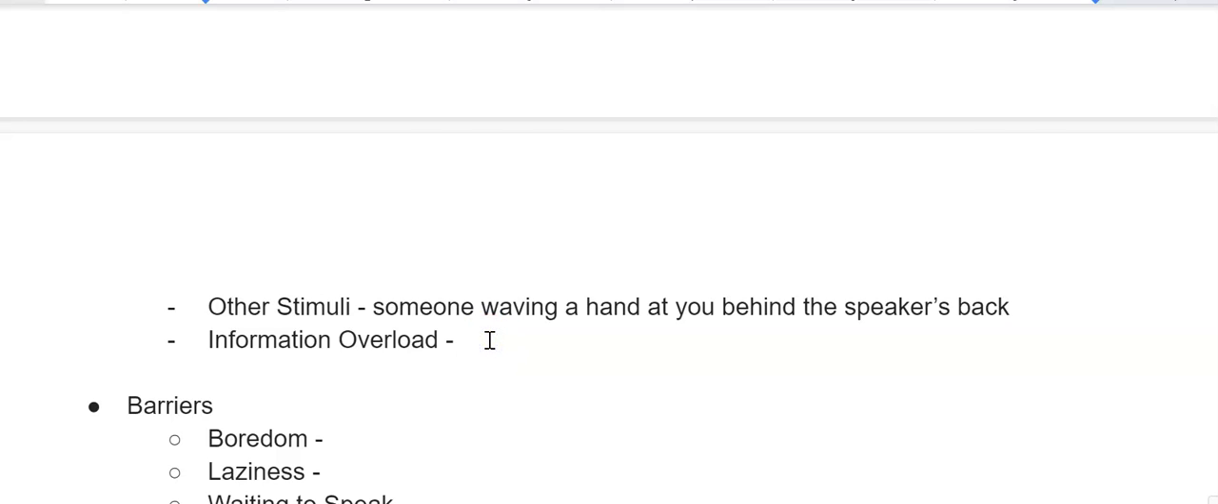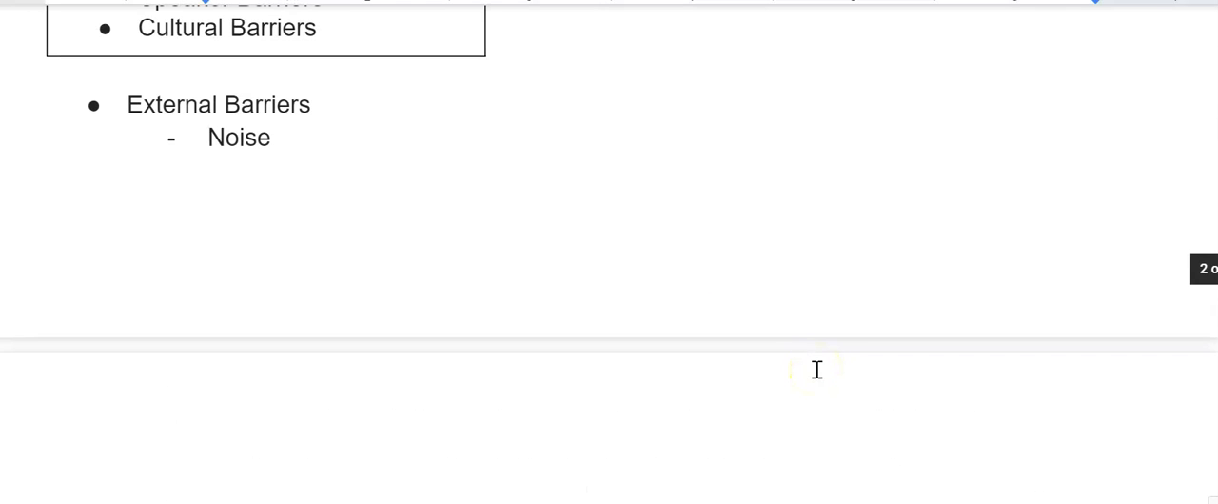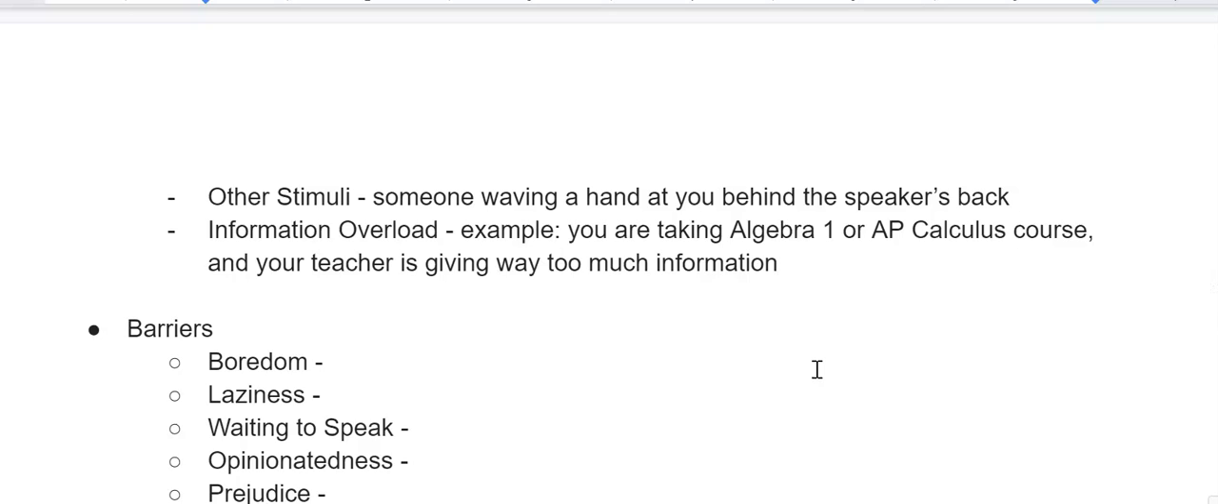There's also something called information overload. Maybe, as an example, you are taking Algebra 1 or AP Calculus, and your teacher is giving way too much information. It happens, you know. Step 1, step 2, step 3. This is how you solve for x. You have to multiply 2 on both sides. This is how you take a limit. You have to do this and this. And sometimes it's way too much. So those are some external barriers to listening: noise, other stimuli, and information overload.